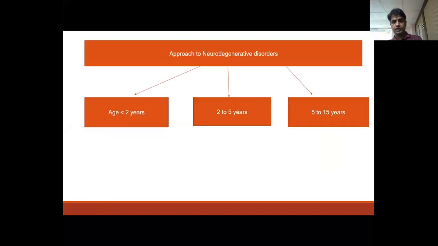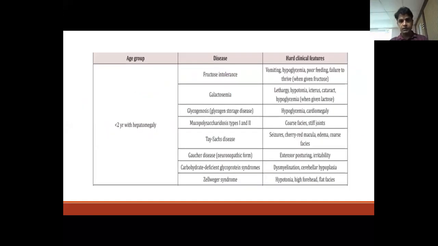So again, as mentioned earlier, the age of onset will give you some clues. Less than 2 years old, 2 to 5, 5 to 15 years old. I think these charts are also there in Nelson. For less than 2 years old, they don't come out that well.